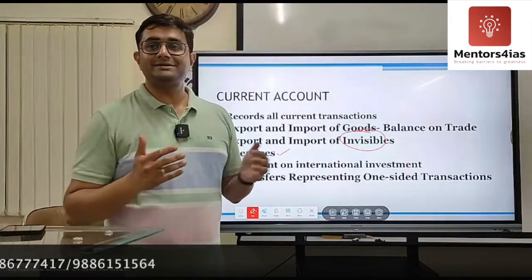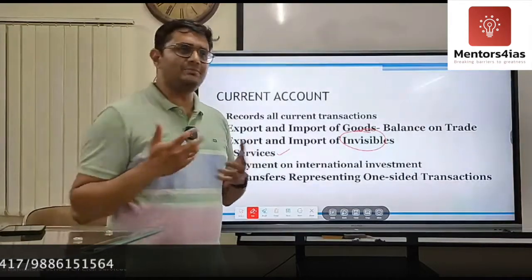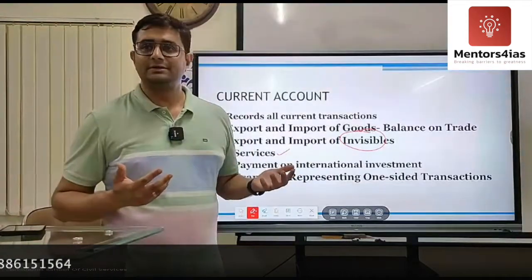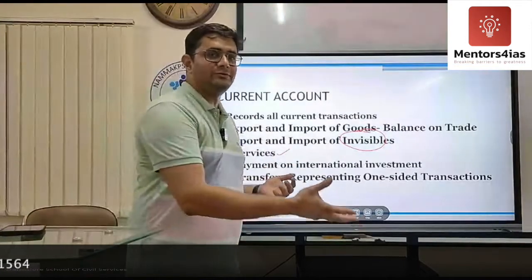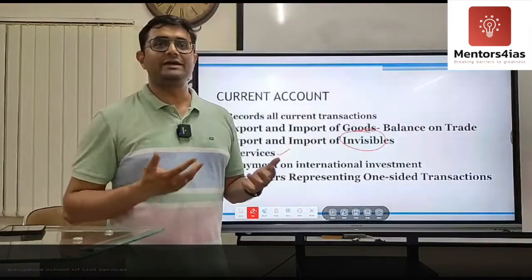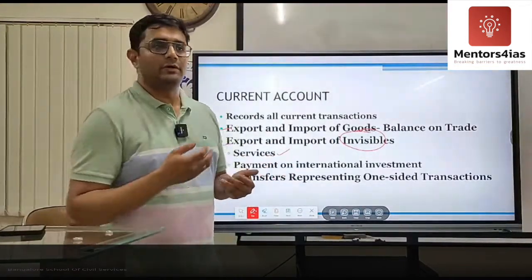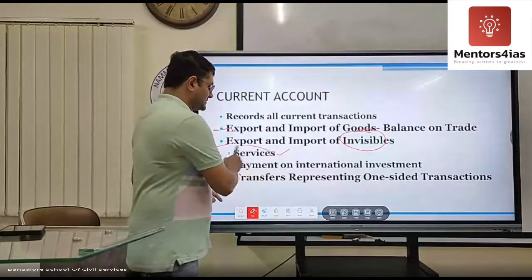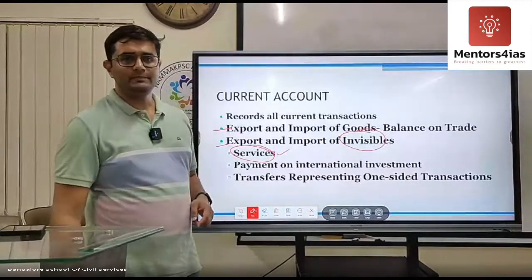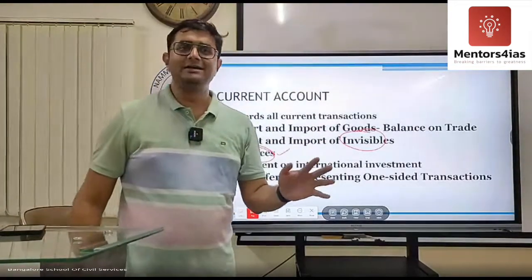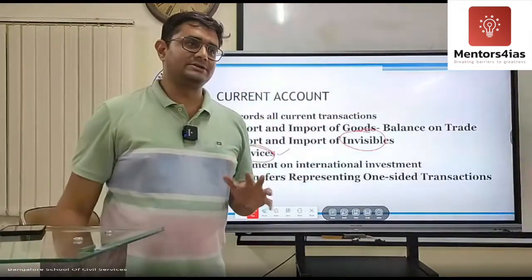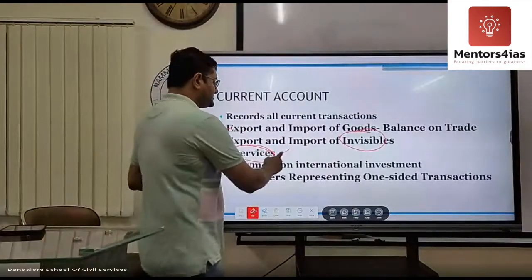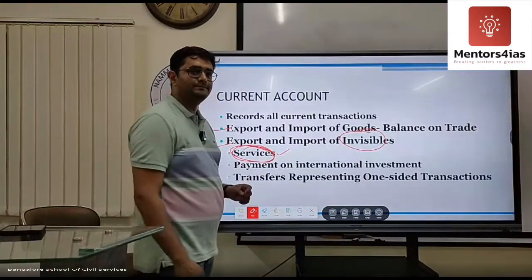So there are current transactions, where current means an immediate exchange happens. When you give 100 rupees, you get 1 kg of mango, immediately. So that is a current transaction. Export and import happening immediately. Here also services, but it's not the definition, just for your understanding. Any current transaction. So invisibles include services.